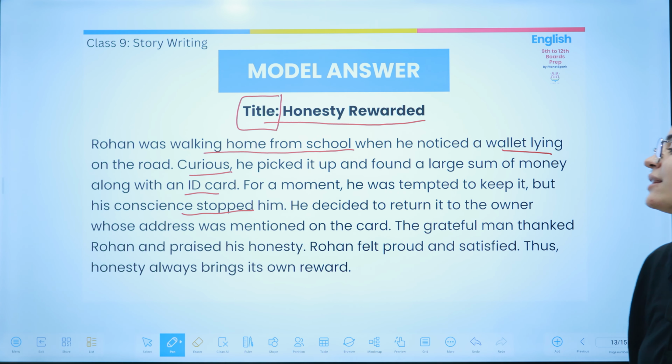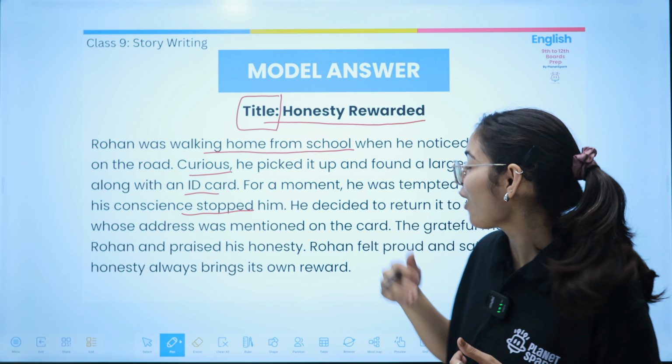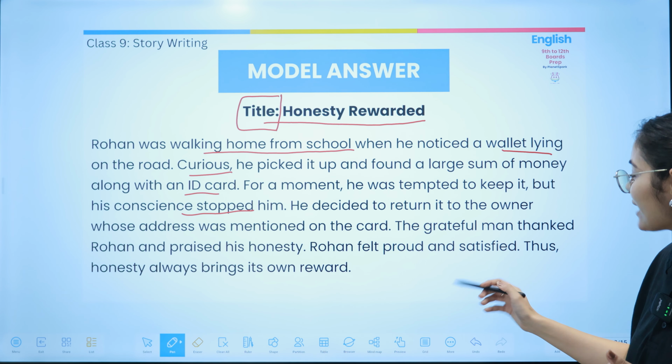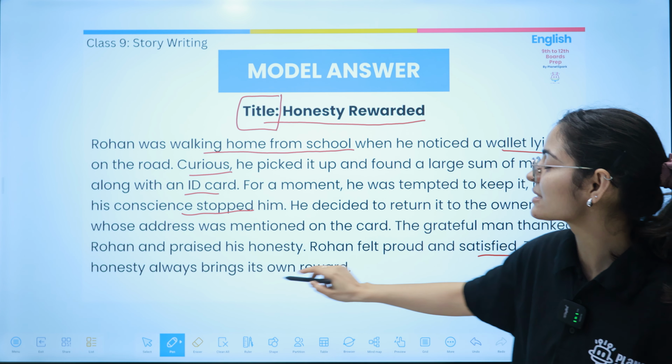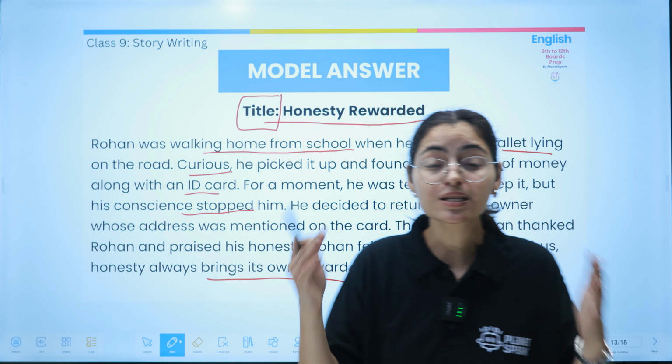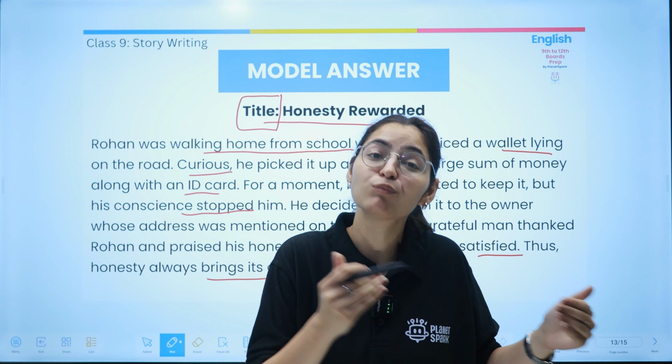The grateful man thanked Rohan and praised his honesty. Rohan felt proud and satisfied. Thus, honesty always brings its own rewards. Notice how I'm ending with a proper moral here.